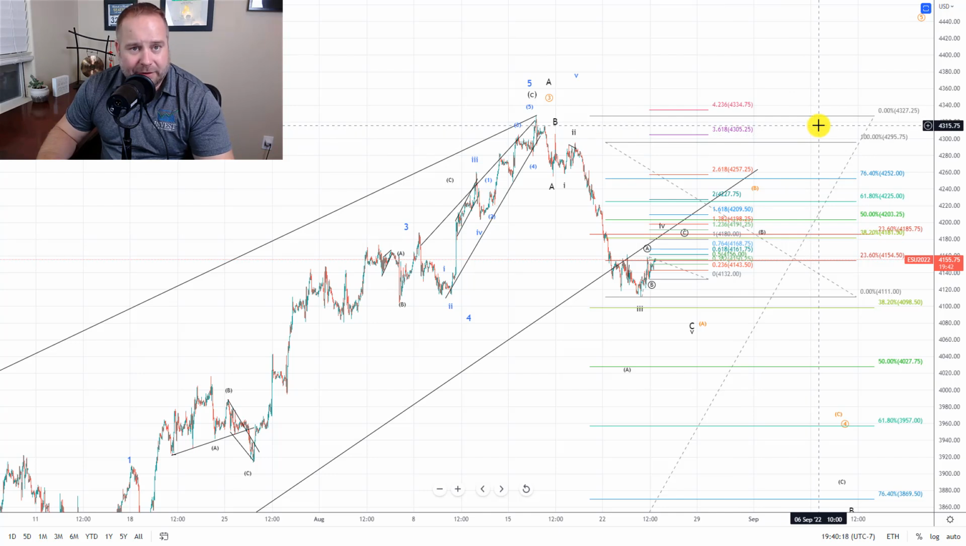So in diagonals, when everything is a 3-wave structure, it becomes very difficult to discern what is corrective and what is impulsive, or what is going to be a move higher, because a standard impulsive wave is 5 waves, but in diagonals they are 3 waves, so they look very similar to corrective waves, which is why this has been so difficult to track off the low.